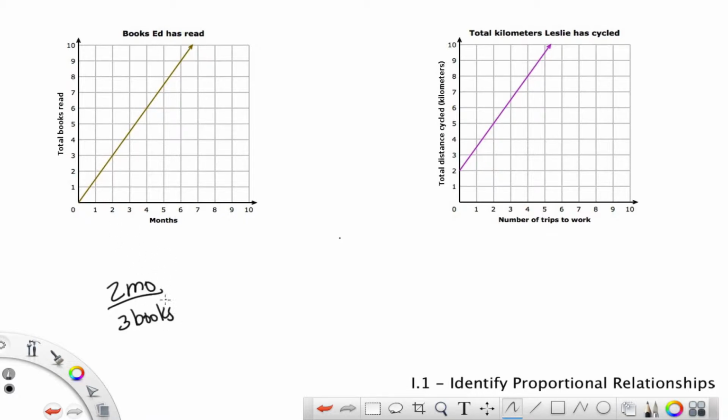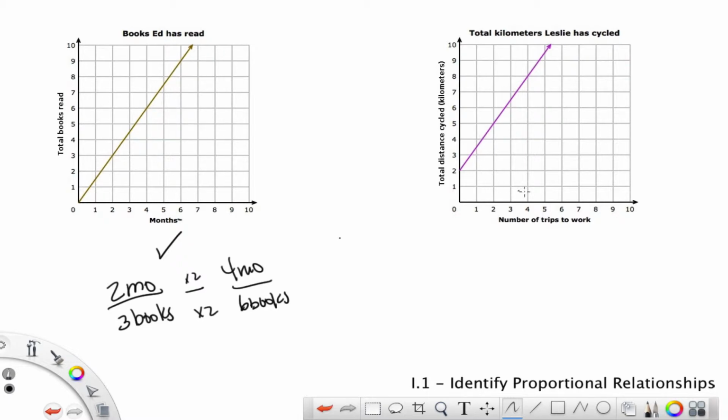All right, he has read 3 books, which means if we double this, so times 2, that's 4 months, he should have read 6 books. So if we come over here along the x-axis to 4, we come up and sure enough 6. So this one appears to be proportional. Which means if we were to go another 2 months, he would have read 9 books. And so we go over 6 here, and sure enough 9. So this is a proportional relationship.